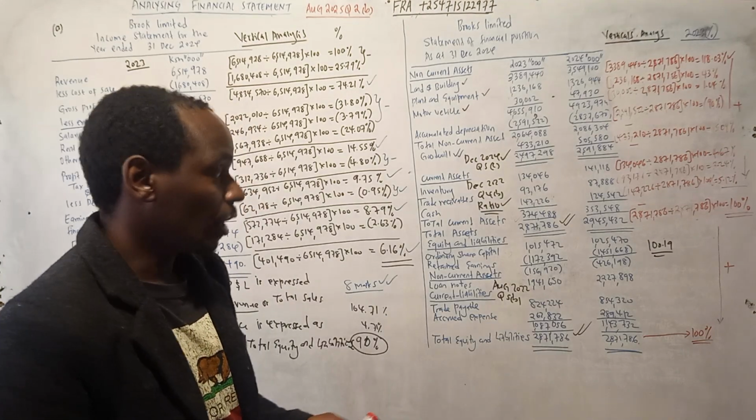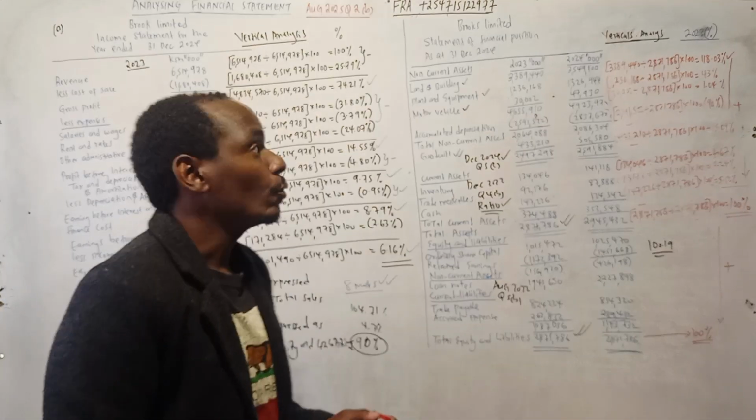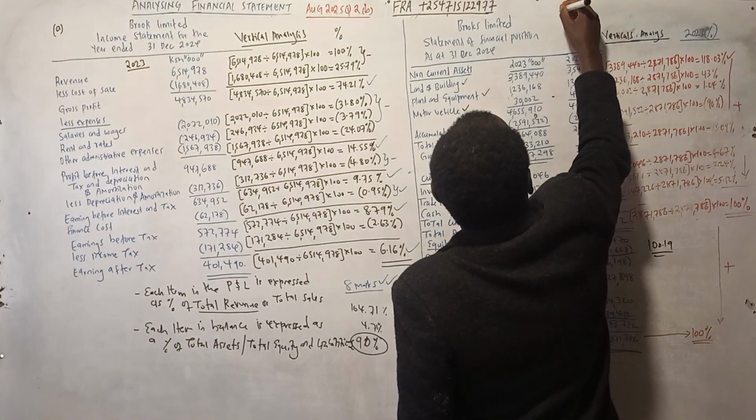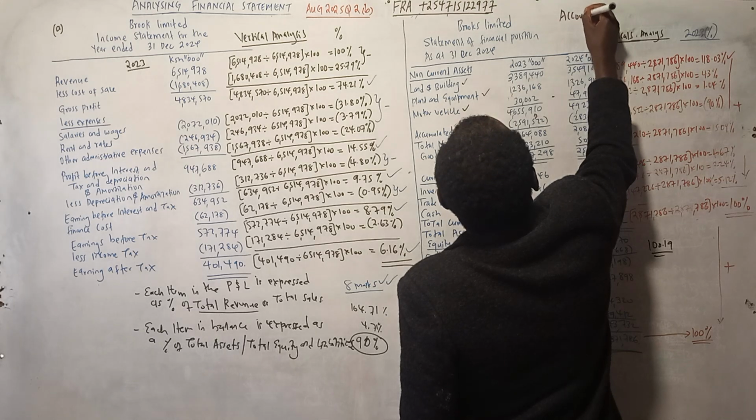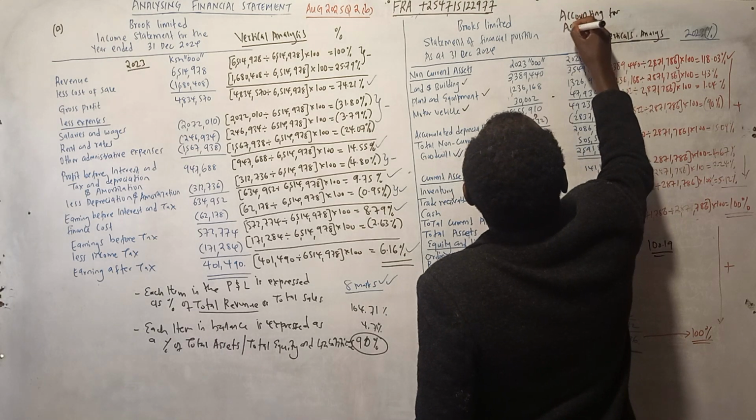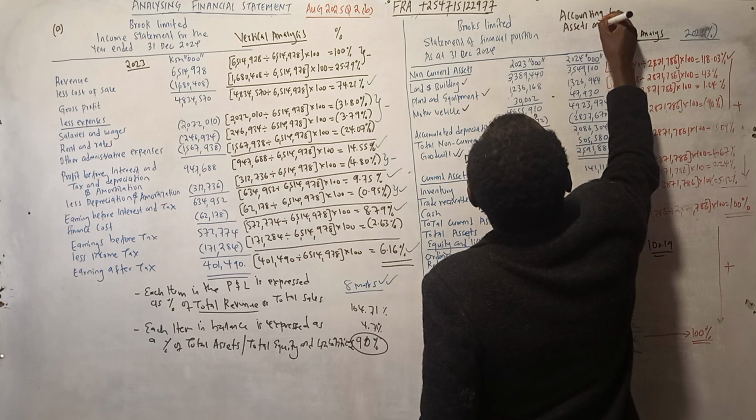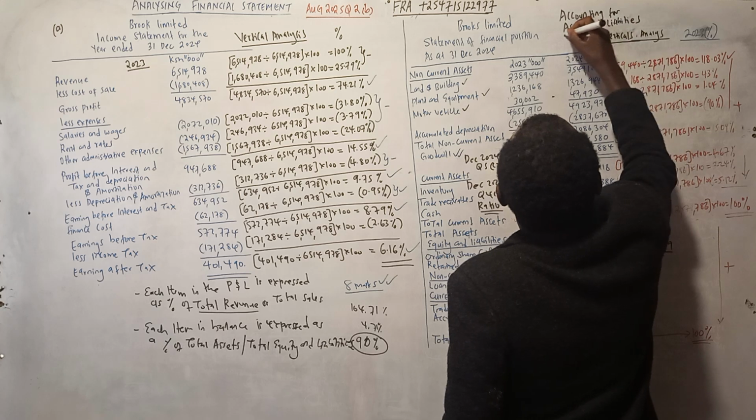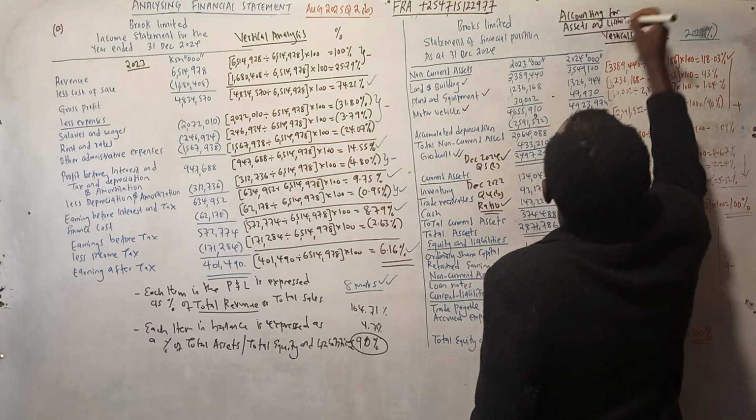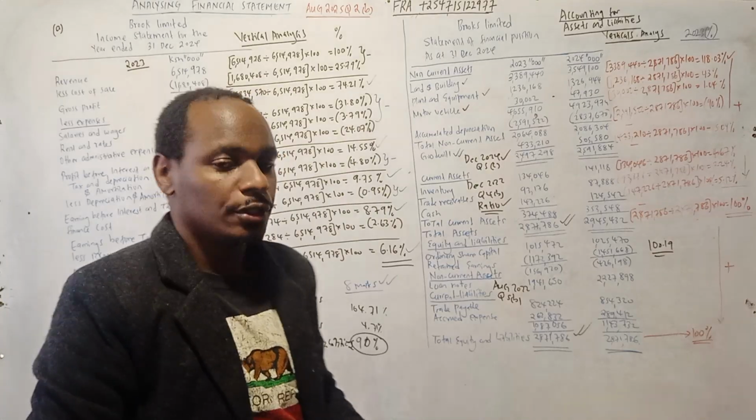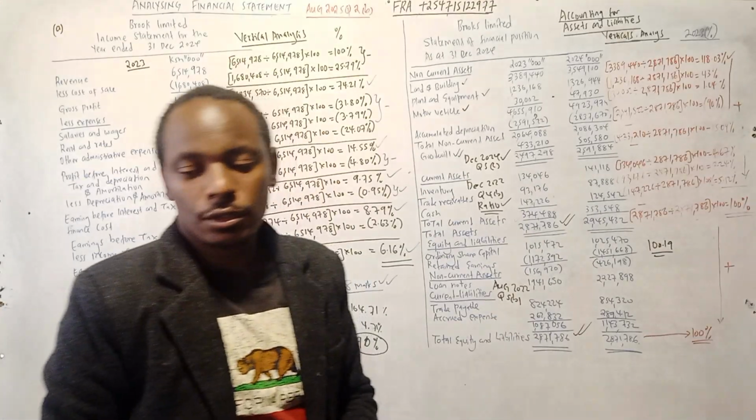So our next class will focus on accounting for assets and liabilities. So that when we finish all those accounting for assets and liabilities, then we can do the published statement.